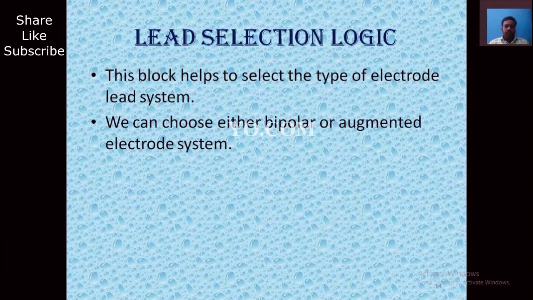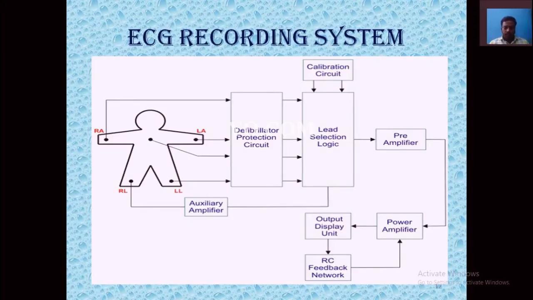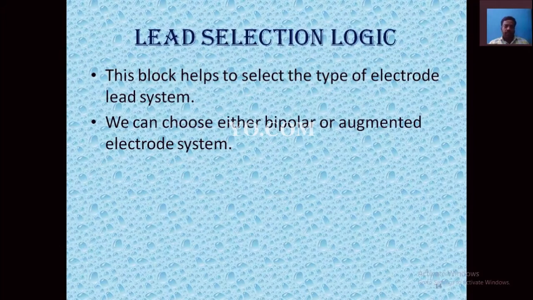Then the next one is lead selection logic. This block helps to select the type of electrode lead system. We can choose either bipolar or augmented electrode system. The lead selection logic is connected between the preamplifier and the defibrillator protection circuit. Already we have studied 3 different lead systems in the previous session. This lead selection logic acts as a switch, and we can select which type of lead we are going to use, whether bipolar, unipolar or augmented electrode system.